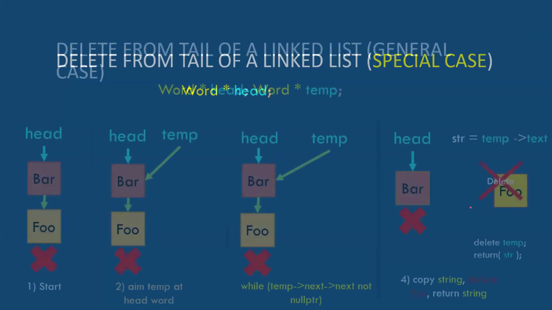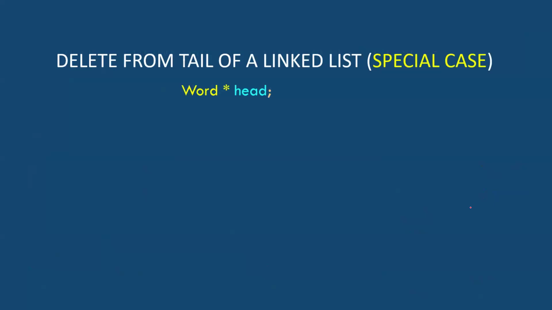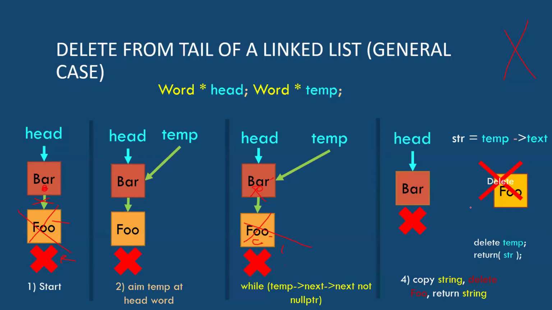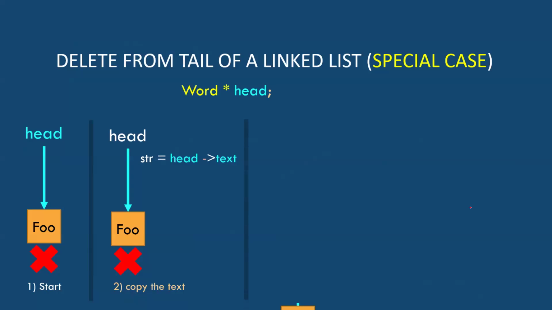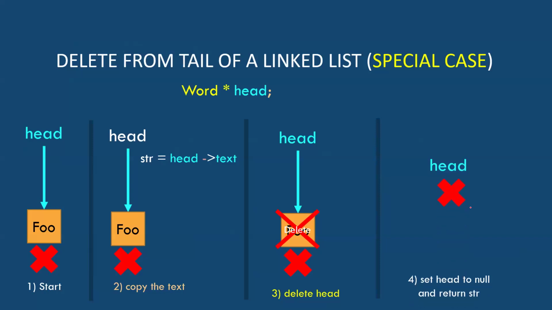Now, deleting from the tail of a linked list, that's the general case, right? Now, the special case is you've got just one thing there. So what if you've got one thing? Well, we don't need to loop at all. It's really easy. We just copy foo, and then we're going to set the head to be null, right? And delete that particular instance of the class. Okay.